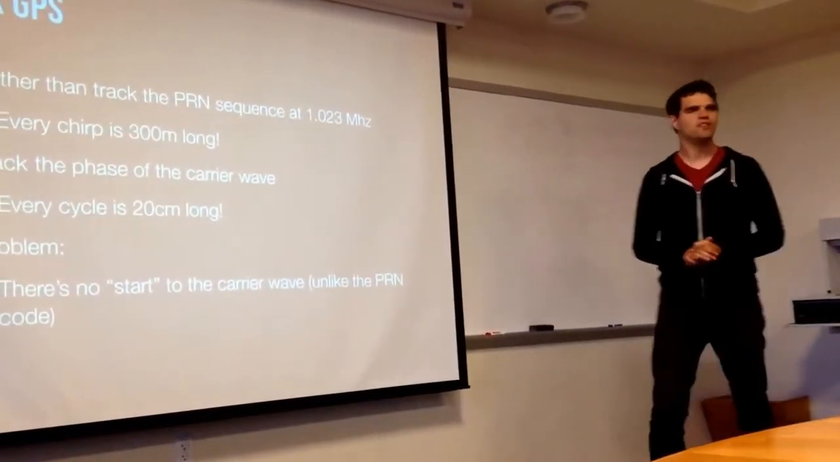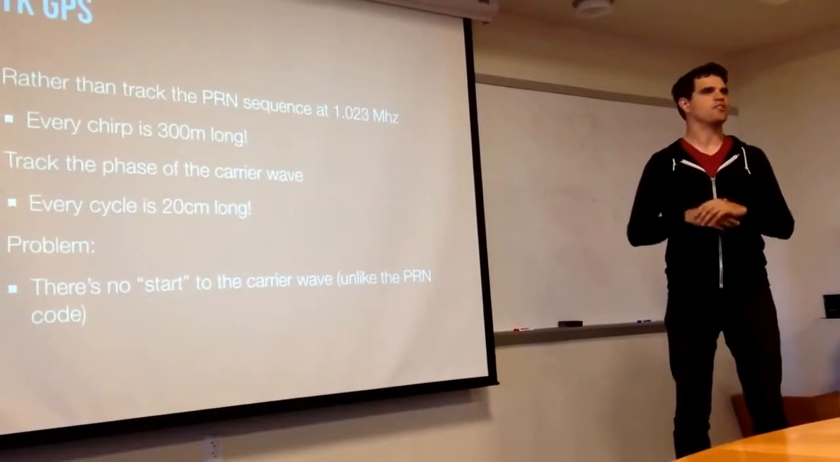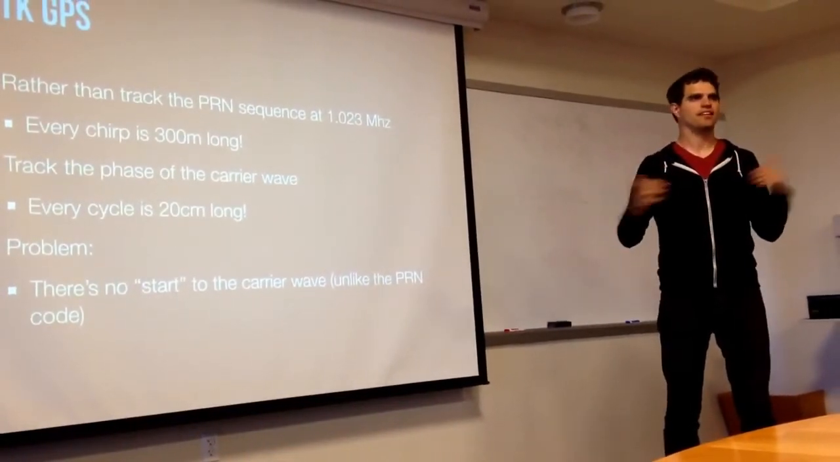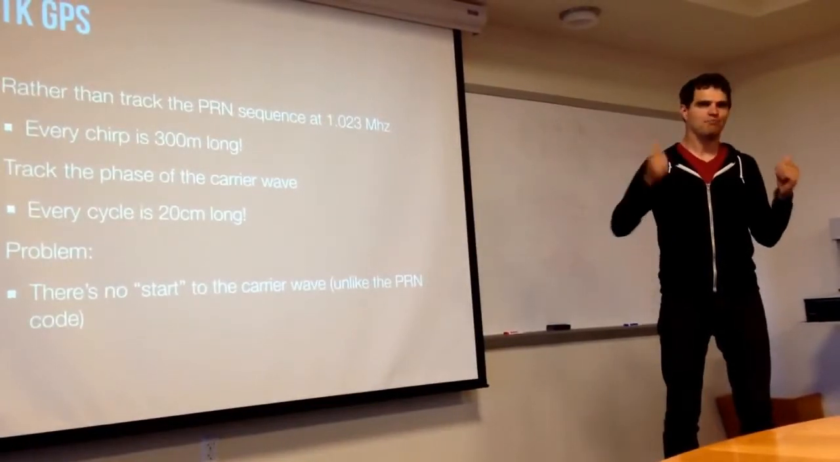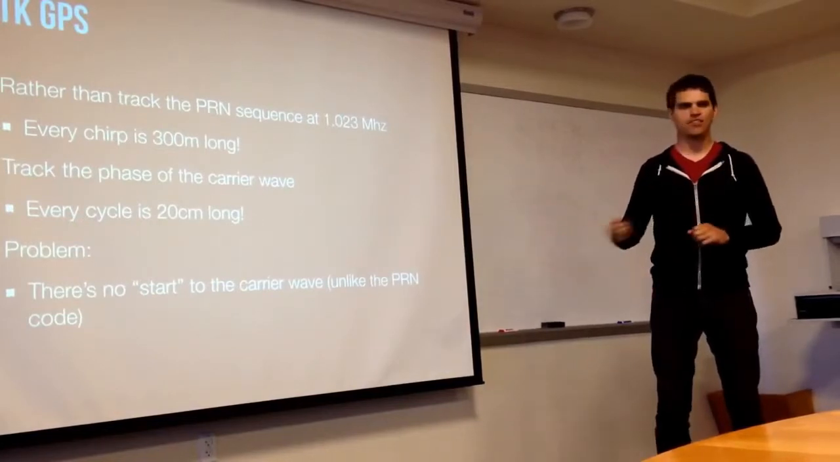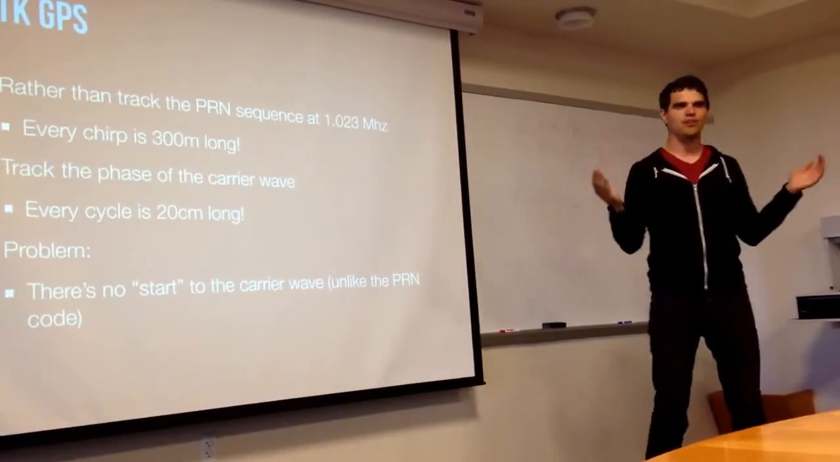The reason why we don't all just do this immediately is there's a slightly challenging problem, which is that with a PRN sequence, we know where it starts, right? And that's kind of the point. We say, ye blew the foghorn now, so now I know how long it took to get here. A carrier wave is just a sine wave. How the hell do we know where it starts?